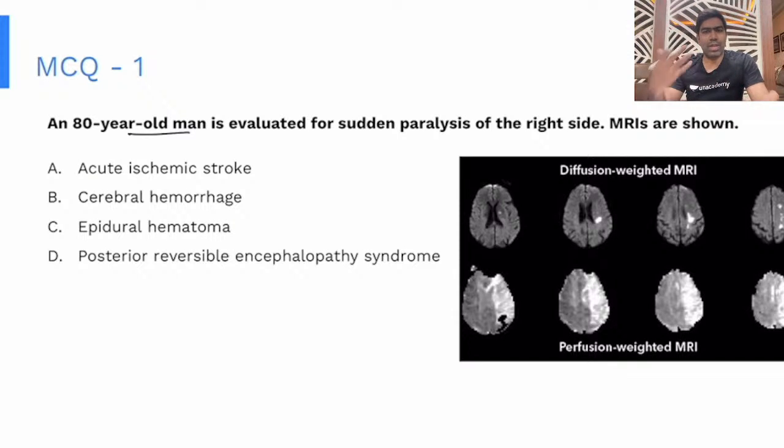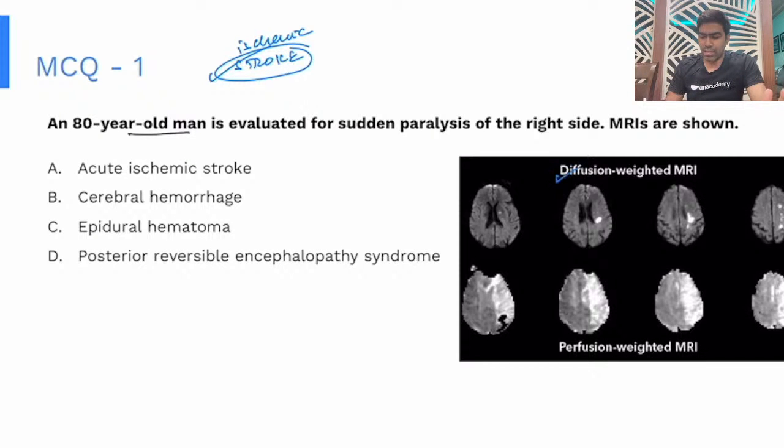What I want to emphasize is that in INI-CET exams, stroke is such an important topic. You should never miss out on ischemic stroke. Especially the treatment aspect of ischemic stroke is going to be extremely crucial and important. Never miss out on this topic. That's why I kept a model question with regards to ischemic stroke.